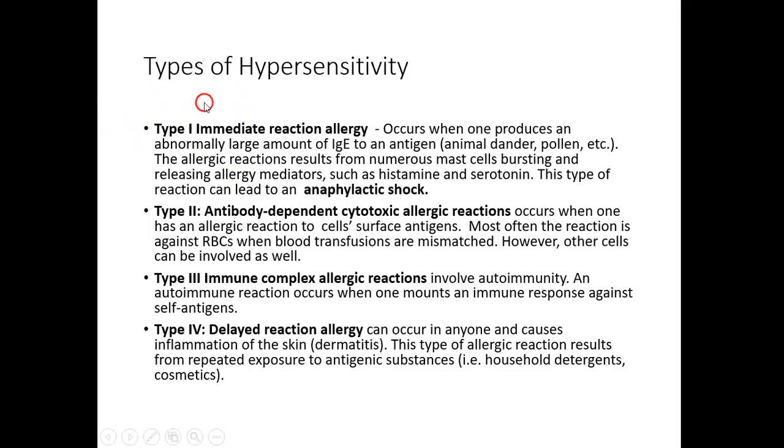Okay, so those are our different types of hypersensitivity. Type 1 obviously is the most severe, to type 4 being the least severe. So that's going to conclude our sensitivities. It's going to conclude what we're discussing about specific immune responses.